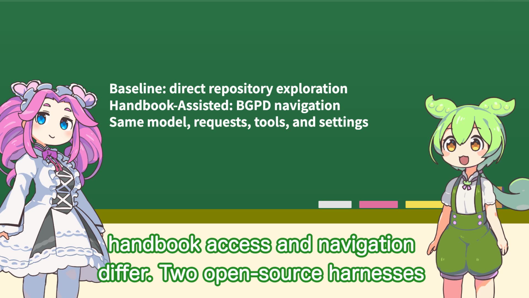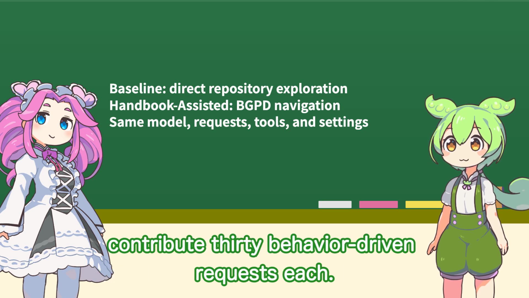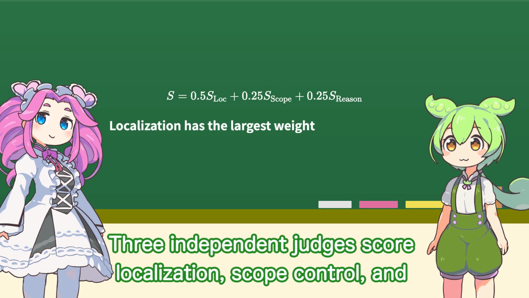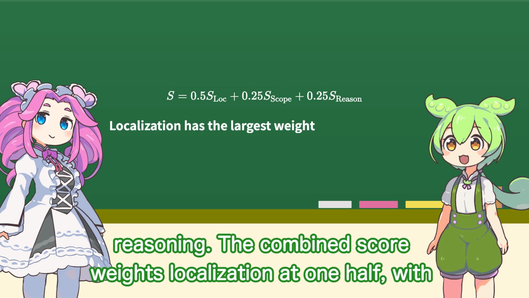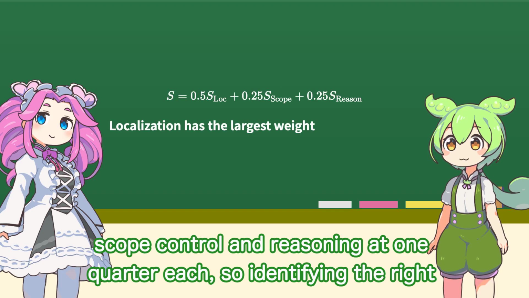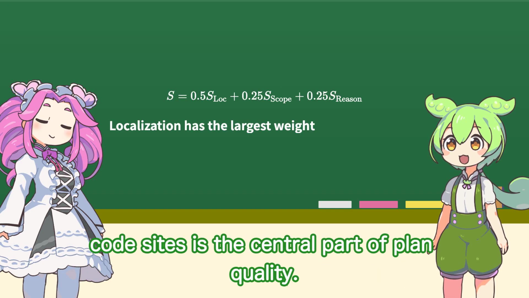2 open-source harnesses contribute 30 behavior-driven requests each. 3 independent judges score localization, scope control, and reasoning. The combined score weights localization at 1/2, with scope control and reasoning at 1/4 each. So identifying the right code sites is the central part of plan quality.